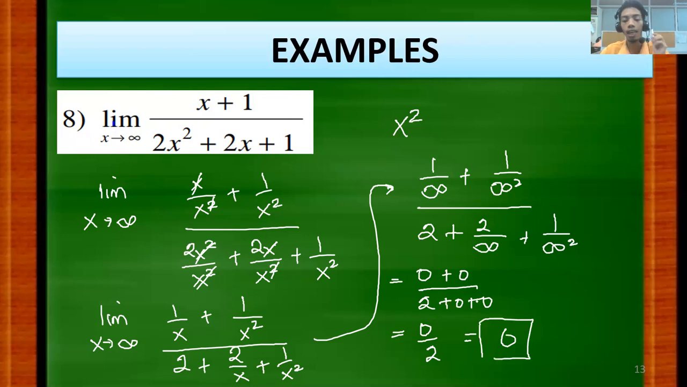Therefore, the limit is 0. Okay, therefore the limit of x plus 1 all over 2x squared plus 2x plus 1 as x approaches positive infinity is equal to 0. Okay? Again, let's synthesize the lesson.